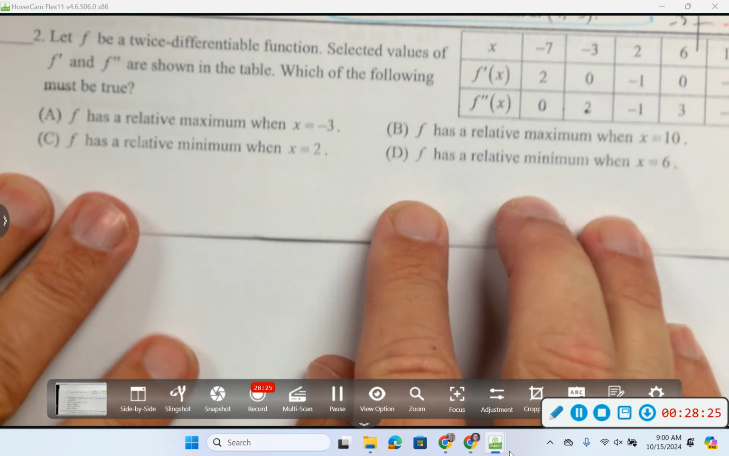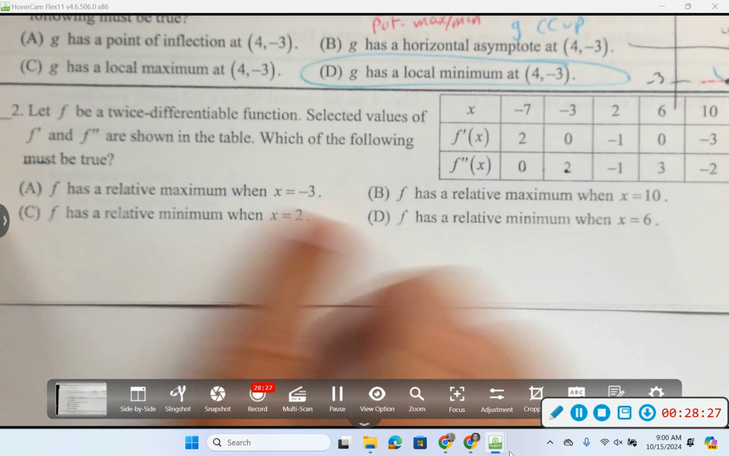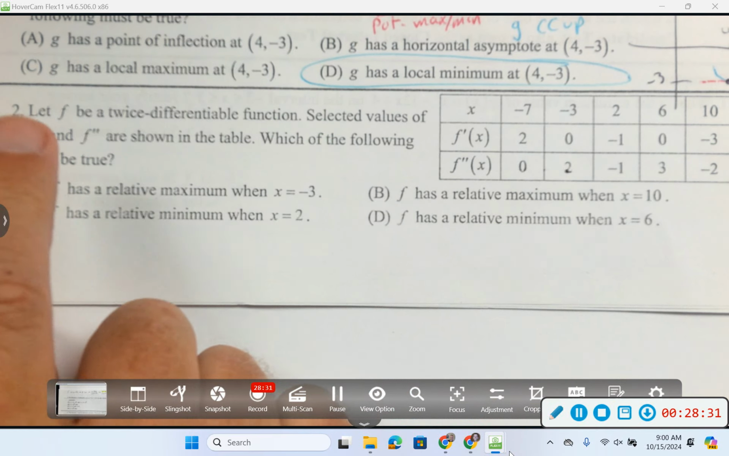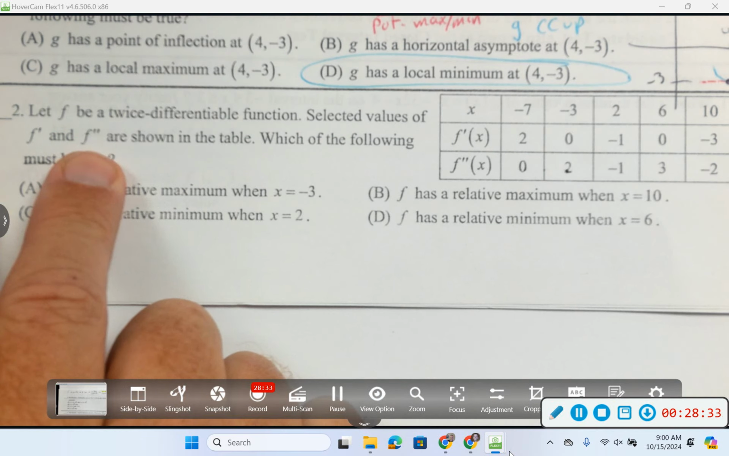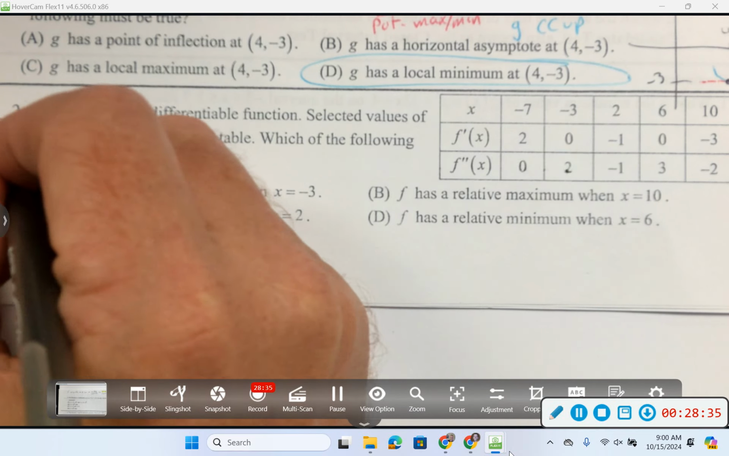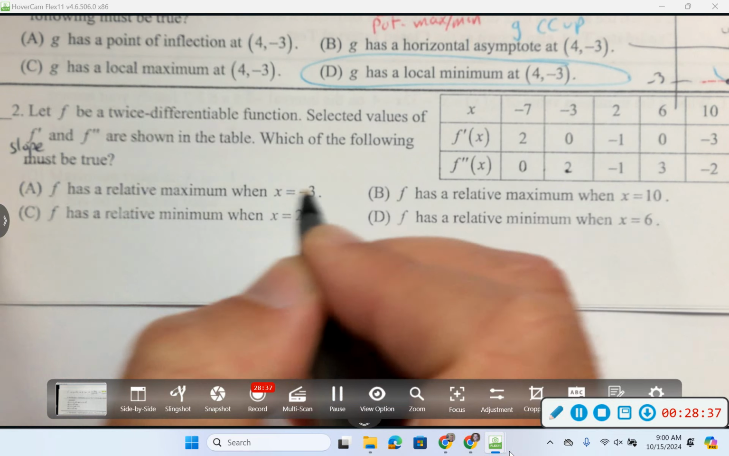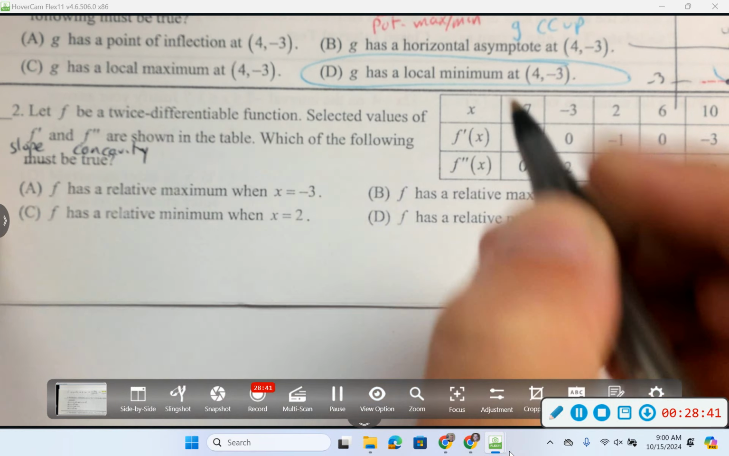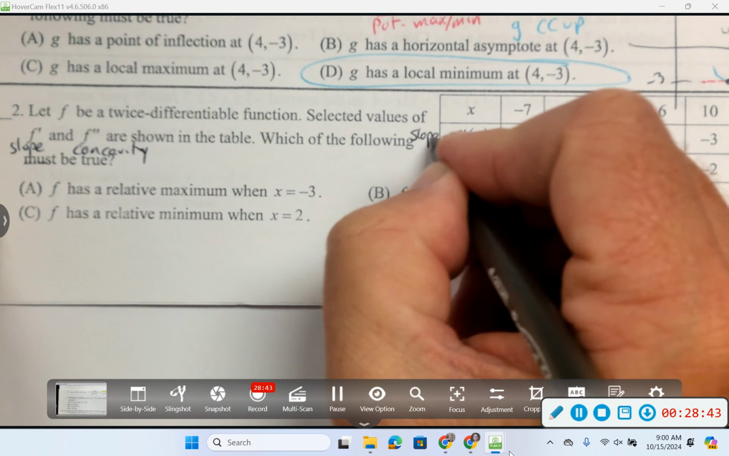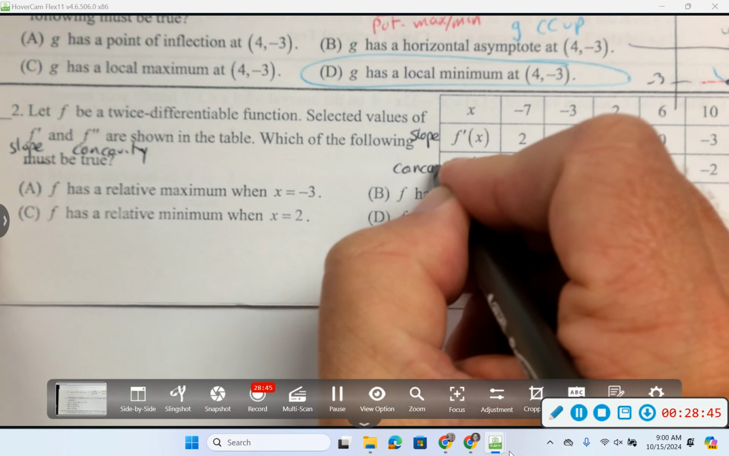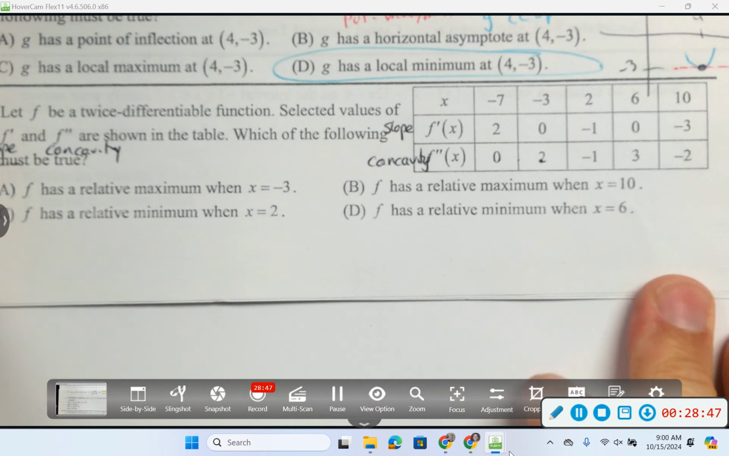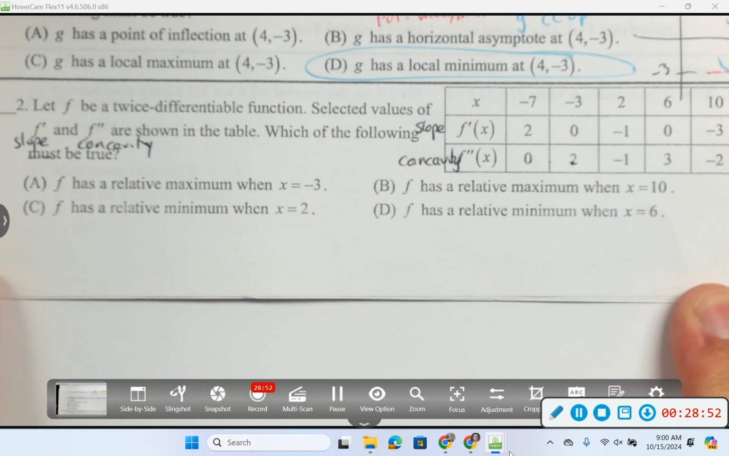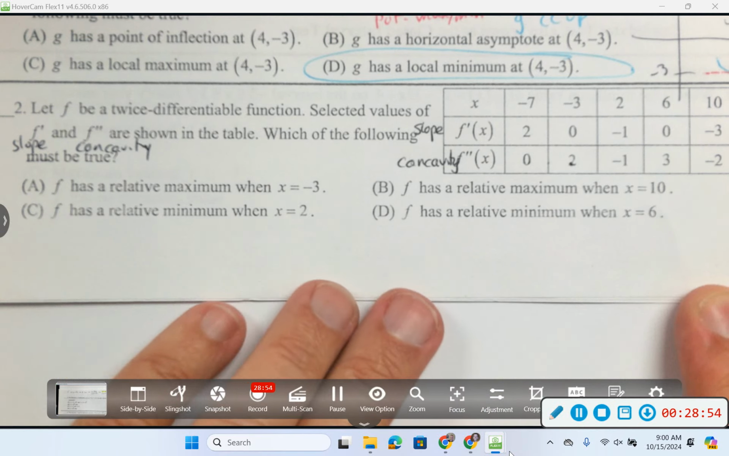Same thing with number 2. Let f be a twice differentiable function. Selected values of the first derivative and the second derivative. Selected values of the slope and concavity. That's another way to phrase that. Understanding what those derivatives tell you. Which of the following must be true? And all the questions are about maximums and minimums.